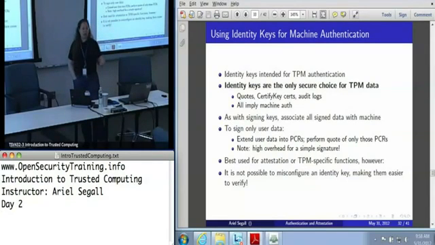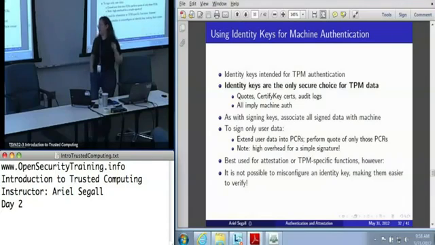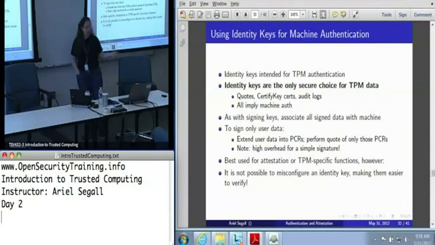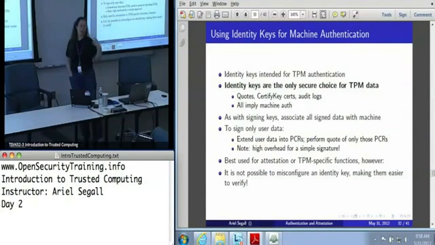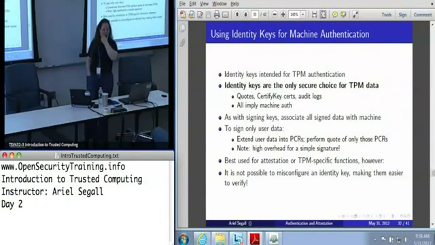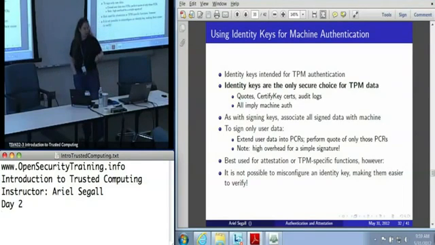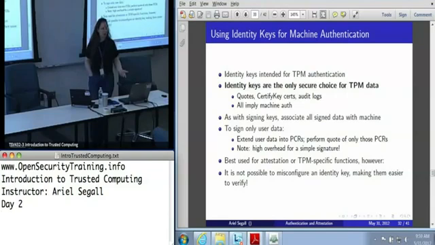Identity keys are the only key that we recommend using for TPM data. And this includes quotes, but it also includes things that are not explicitly attestation based, like certified key certificates. The TPM has audit logs of various operations, tick counters, any kind of thing signed by the TPM about the TPM's internal state, always use an identity key. But conveniently, these all also imply machine authentication. So when you get a tick stamp signature from the TPM, that tells you which machine the tick counter came from.